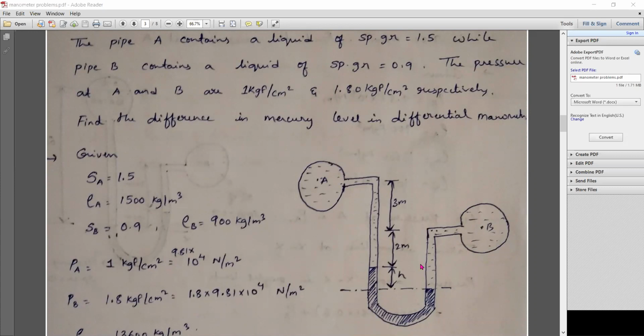Draw the diagram also. Please draw the diagram neatly.